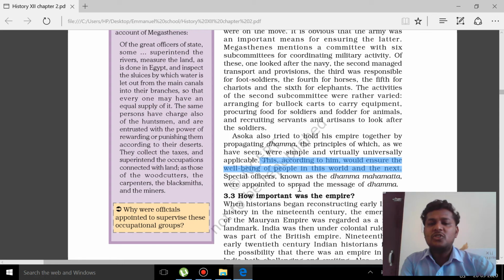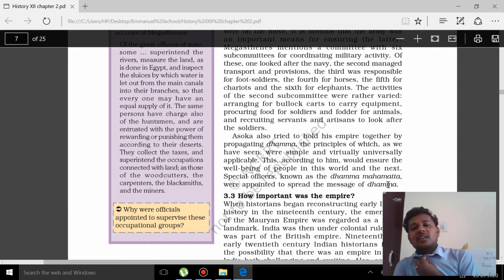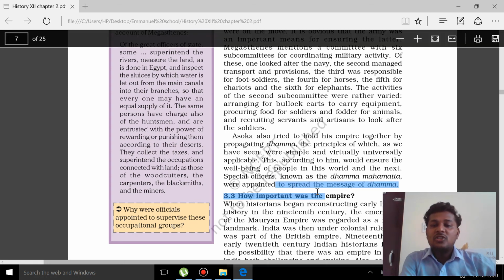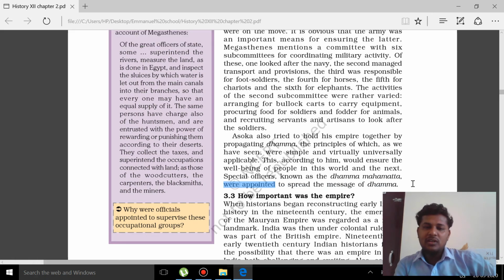They were appointed to spread the message of Dhamma. Very, very important. Who are these? What is Dhamma Mahamata? Questions can come: who are these Dhamma Mahamatas? These are the officers appointed by Ashoka to spread the message of Dhamma. Very, very important.